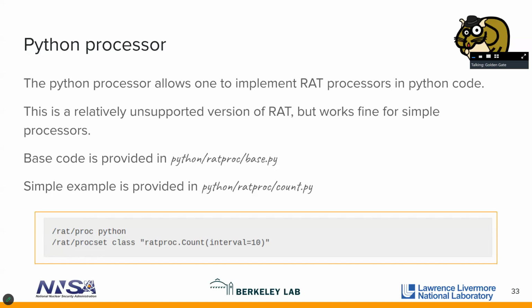You call it a little bit differently from the macro. I'm putting the documentation there. So yeah, you're more than welcome to write processors in Python and they should work, but they might require a bit of hacking. This has not been a well-supported feature of RAT, but should work.